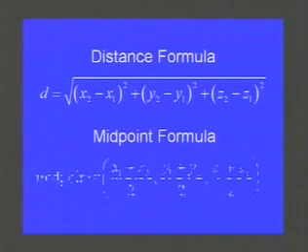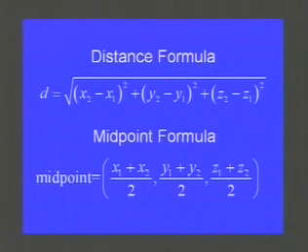Also, we wanted to look at the midpoint formula. Now for 2 dimensions, I only needed to average the x's and the y's. But since I'm in 3, I need to average the x's, average the y's, and average the z's. Okay, so x1 plus x2 divided by 2, y1 plus y2 divided by 2, and then z1 plus z2 divided by 2. That gives me my midpoint formula.